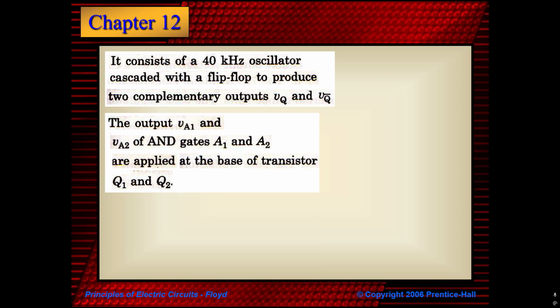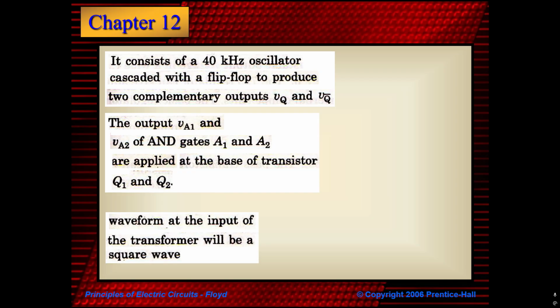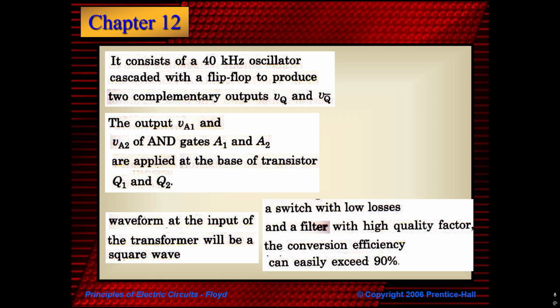The outputs VA1 and VA2 of AND gates A1 and A2 are applied at the base of transistor Q1 and Q2. Waveform at the input of the transformer will be a square wave, a switch with low losses, and a filter with high quality factor. The conversion efficiency can easily exceed 90%.